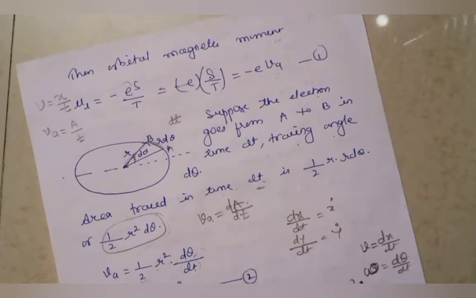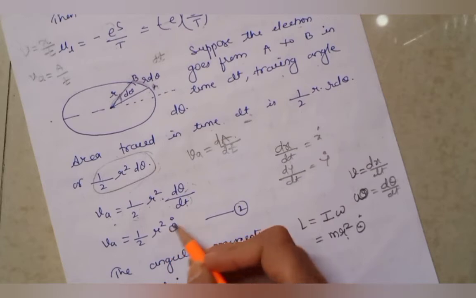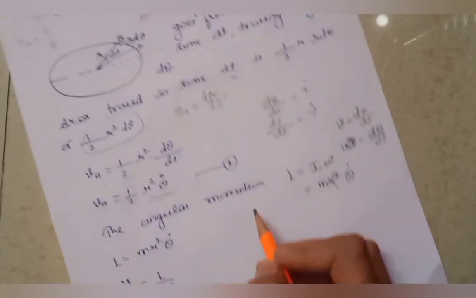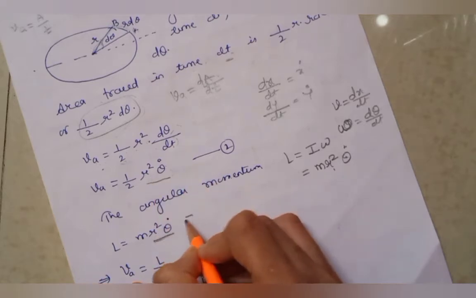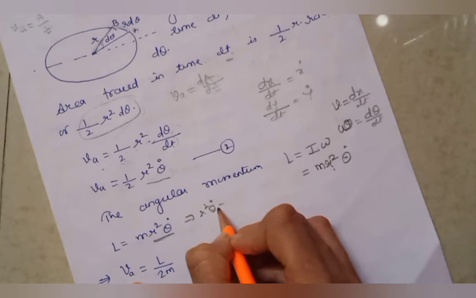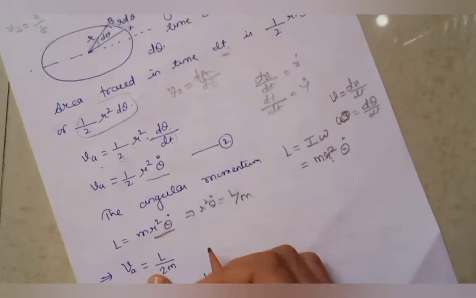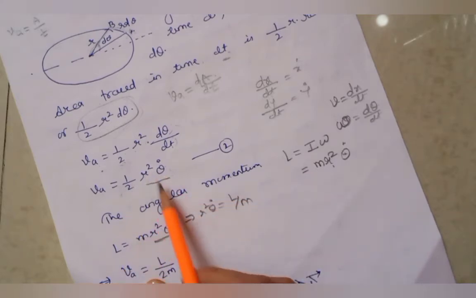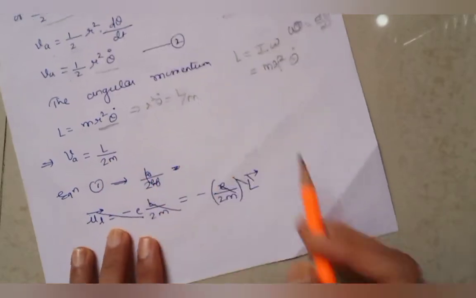VA is given by this only. Suppose I substitute here, if I want r square theta dot. How much is r square theta dot? Here r square theta dot is equal to L upon m. If I substitute this value here, I will get VA is equal to half into L by m. That is what I have written here. VA is equal to L upon 2m.